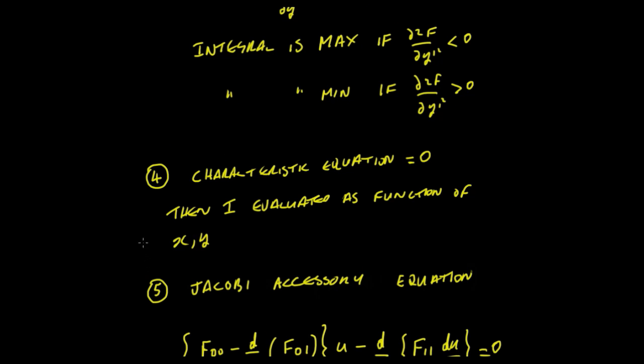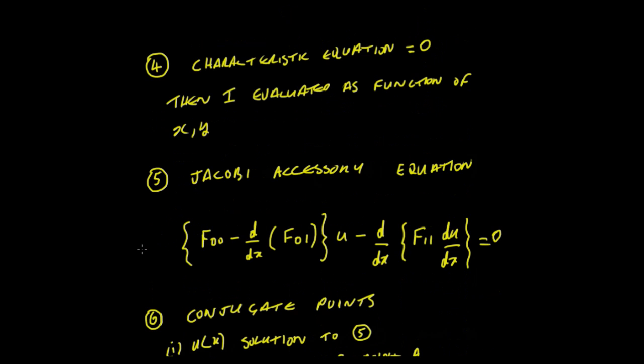We then looked at what would happen if the solution to the Euler-Lagrange went exactly equal to 0. Then we could still evaluate I as a function of x and y only. We then derived the Jacobi accessory equation, which is a second order version of the Euler-Lagrange equation.